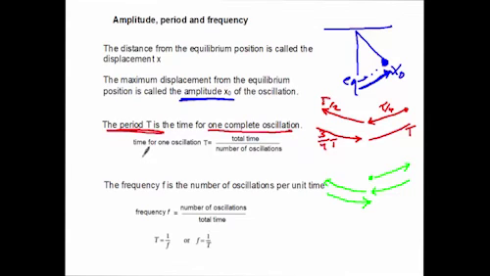So to calculate the time period, if we have a number of oscillations, we have to divide the total time over the number of oscillations. This will give us the time for only one oscillation. This is the time period.